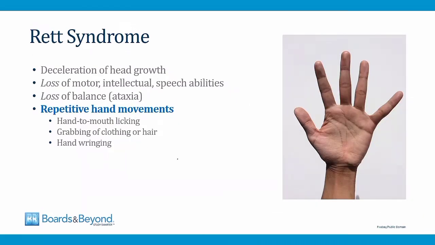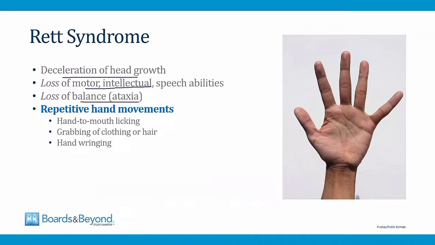So some of the things you can see in a girl who has Rett syndrome are deceleration of head growth. This is also a contrast with autism. Boys who develop autism often have accelerated head growth. In girls with Rett syndrome, there's deceleration of head growth. And then these girls will begin to lose motor, intellectual, and speech abilities. They also will lose balance and develop ataxia. So this could be a 2-year-old girl who was walking and now begins to stumble and is unable to walk any longer.